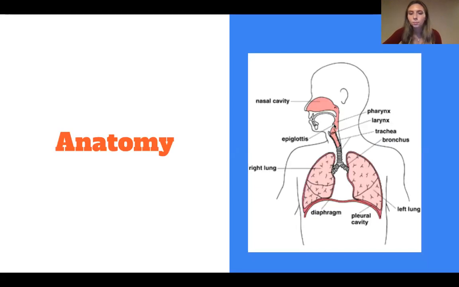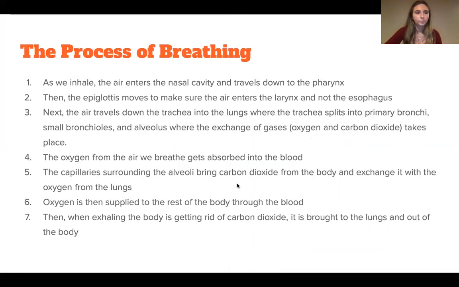So right here, we can see the epiglottis is here. That moves out of the way so that the air doesn't go into the esophagus. And then the air makes it down to the trachea and into the bronchi. The bronchi, think of it as like a tree branch. It branches off into smaller and smaller branches. And at the end, the alveoli is the smallest of the branch. And that's where the exchange of gas takes place between oxygen and carbon dioxide.